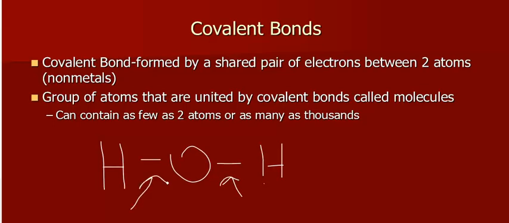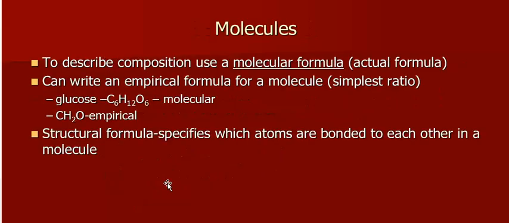Water is called a molecule because it's a group of atoms that are united by covalent bonds. So molecules are united by covalent bonds, and these have to be nonmetals. There's different ways we can describe the composition of molecules. We can use the molecular formula, which is the actual formula. For example, glucose is C6H12O6.